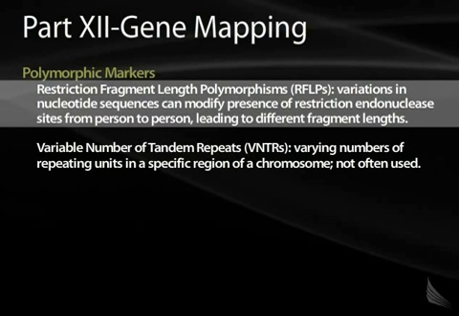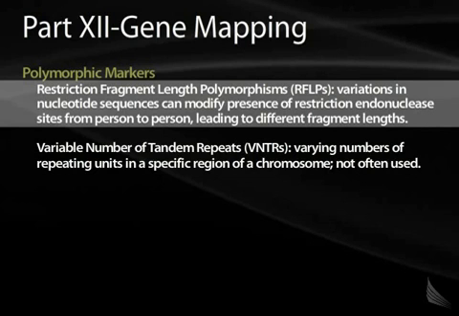One of them is restriction fragment length polymorphisms, or RFLPs. These are variations in nucleotide sequences that can modify the presence of restriction endonuclease sites from person to person. So remember, endonuclease sites are looking for specific sequences, specific patterns within the genome, and depending on where you have these polymorphic patterns, where you have these endonuclease sites, you can have different fragment lengths from person to person. So using those fragment lengths, you can actually identify somebody's DNA.